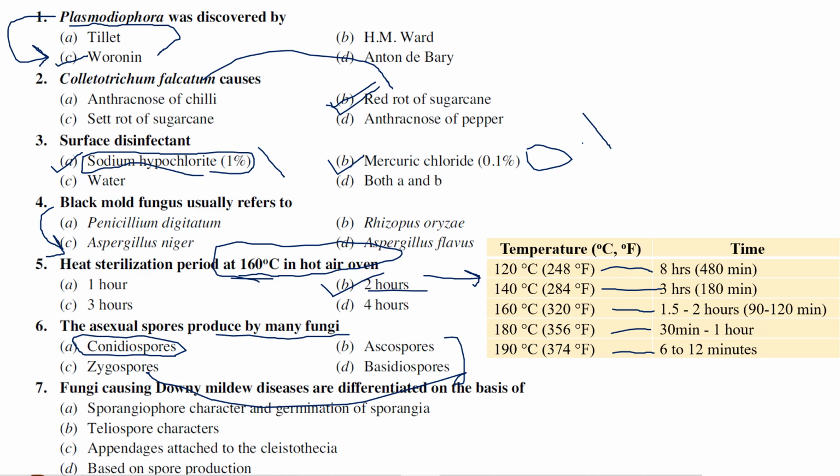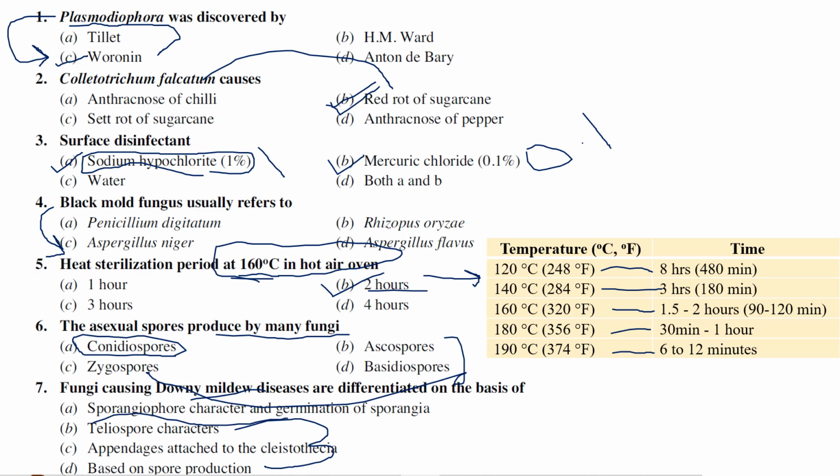Next one, fungi causing downy mildew disease are differentiated on the basis of. So downy mildew fungi are differentiated on what basis? First one is sporangiophore character, teliospore character, appendages attached on the cleistothecium, or spore production. Here downy mildew comes under Oomycota. Teliospore, appendages, cleistothecia, and spore production are not at all related to this Oomycetes group of fungi, which contains sporangia and all those things, right? So here downy mildew fungi are characterized based on the sporangiophore character.